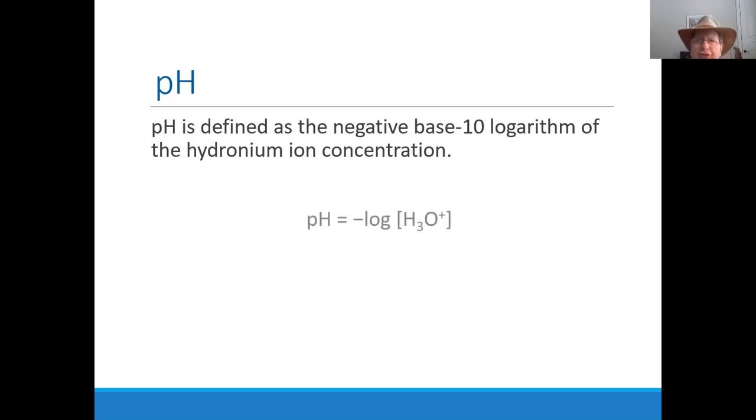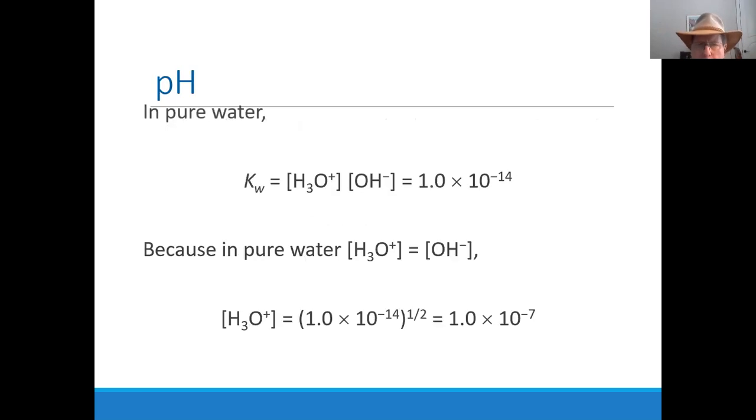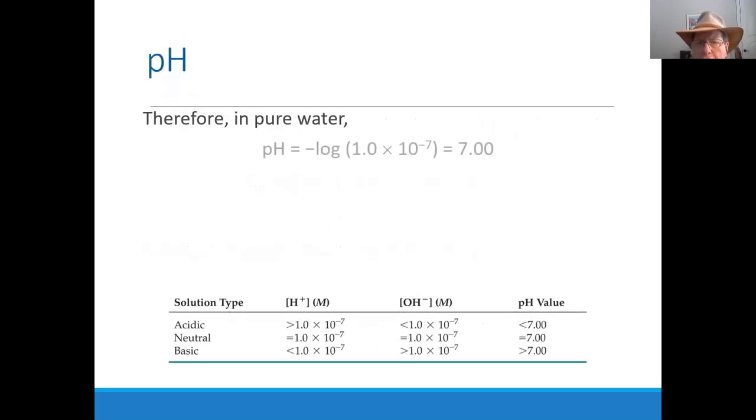pH is defined as negative log of my H3O+ concentration. In pure water, my H3O+ equals my OH minus. My H3O+ concentration is 1 times 10 to the minus 7. The log of 10 to the minus 7 is negative 7. Negative a negative 7 is 7. This is why the pH at neutrality is 7.